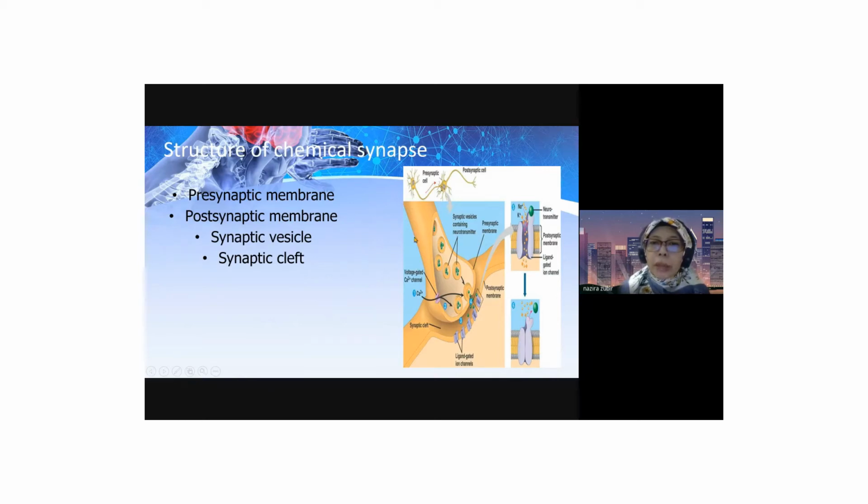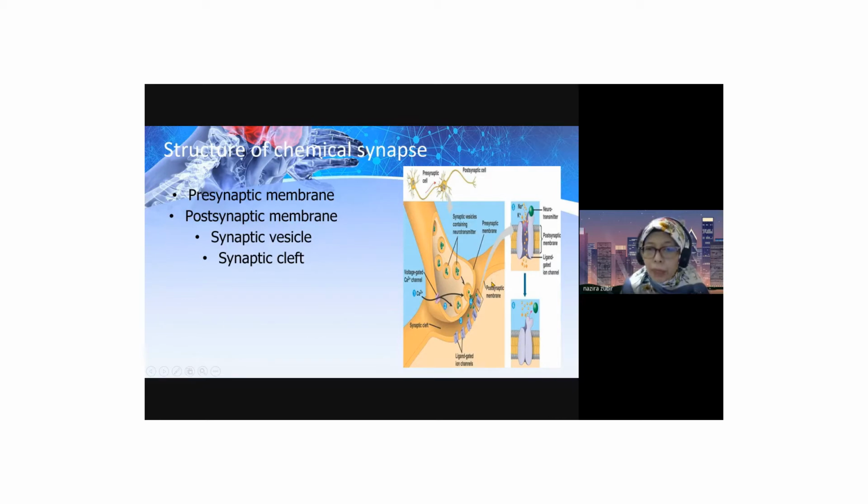Okay, this one is a chemical synapse. So take note, chemical synapse, the presynaptic neuron. Okay, we have the postsynaptic neuron over here. At the presynaptic neuron, there are synaptic vesicles which store neurotransmitters, a lot of neurotransmitters in the synaptic vesicles.